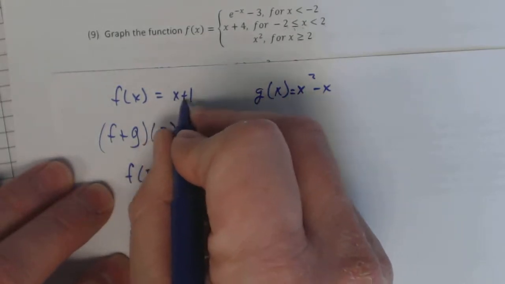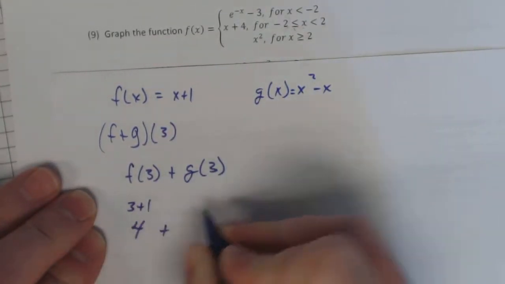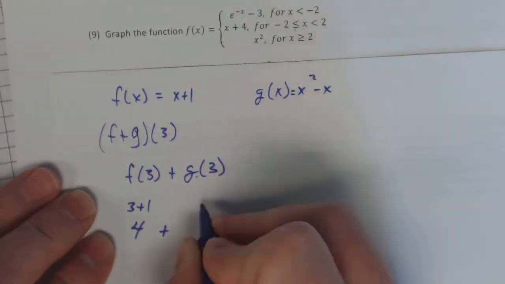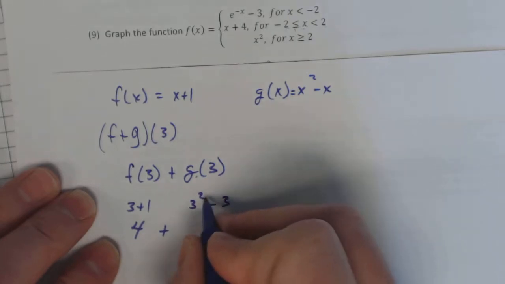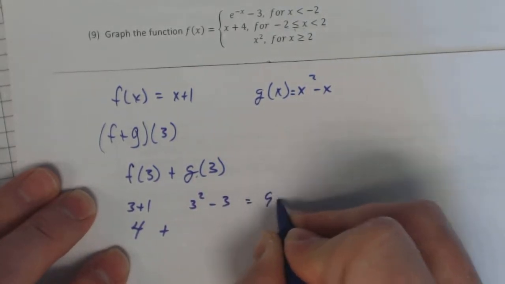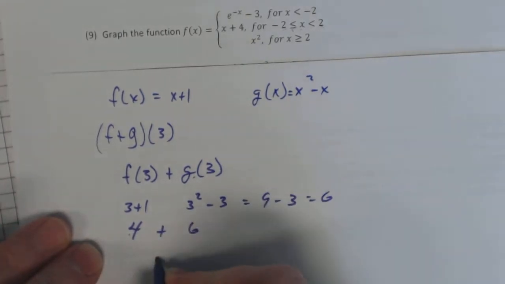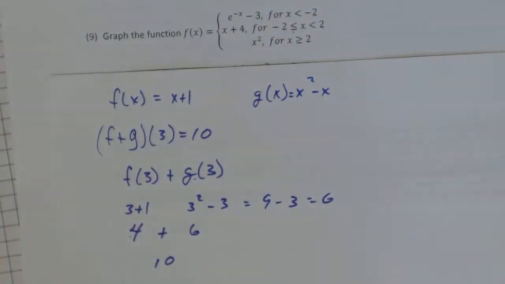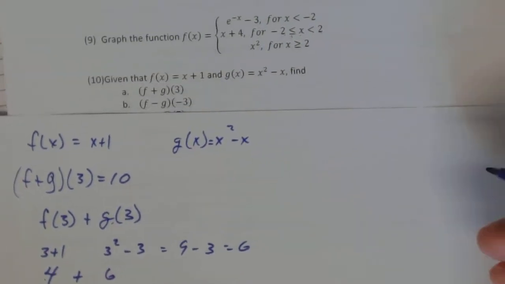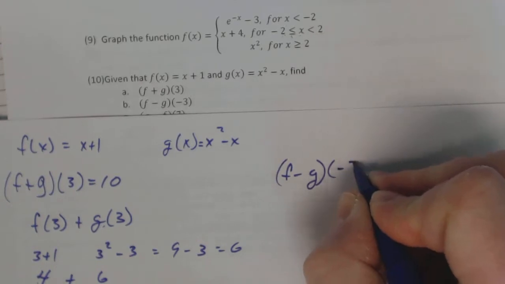So f of 3 would be 3 plus 1, which is 4. G of 3 would be 3 squared minus 3, which would be 9 minus 3, which is 6. So 4 plus 6 is 10. Cool. Next one they want to know is f minus g of negative 3.